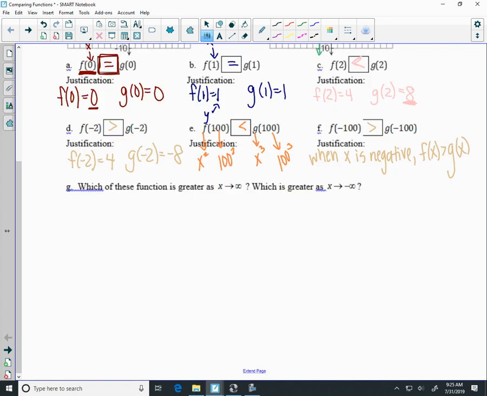So which of these functions is greater as x approaches positive infinity? So that's out kind of past 100. So as x approaches positive infinity, g of x is greater than f of x. X cubed grows faster than x squared.